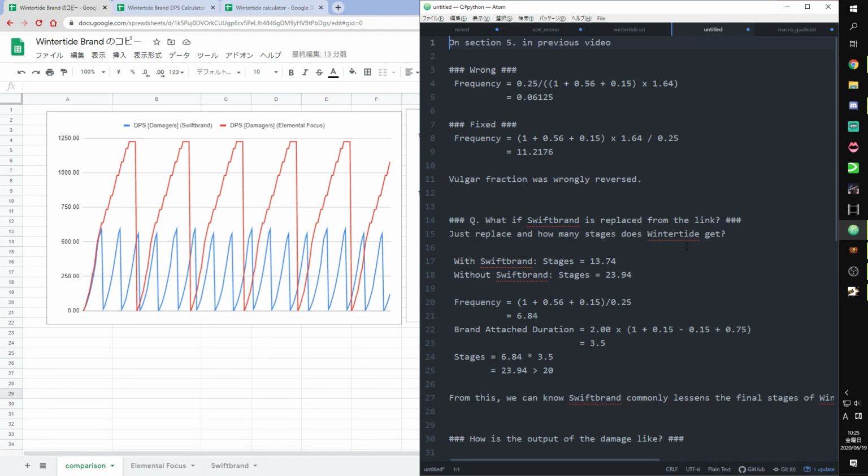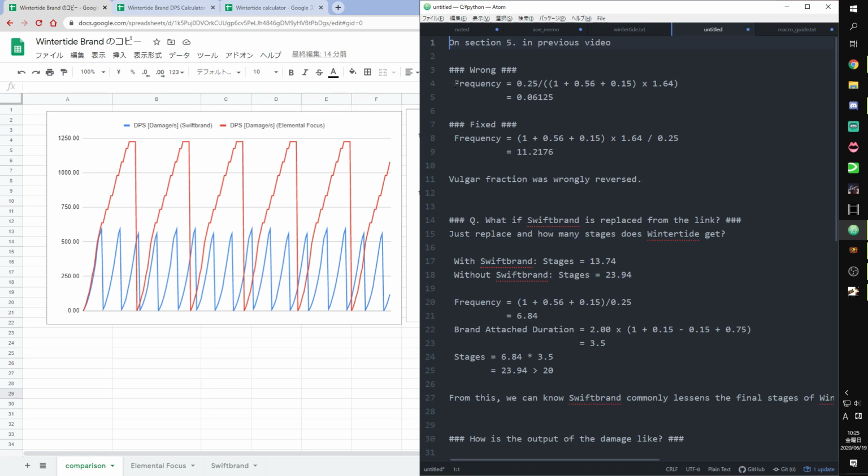Today I'm gonna explain Wintertide Brand gem and Swiftbrand Support, especially Swiftbrand Support efficiency. In the previous video, I explained how it works, how to calculate it, and the mechanics.